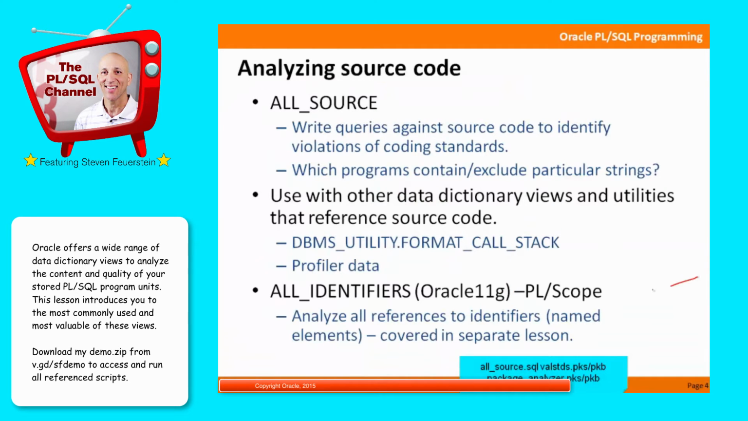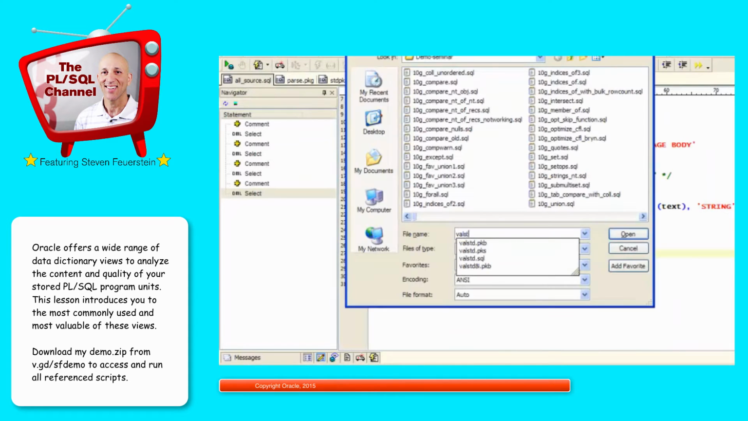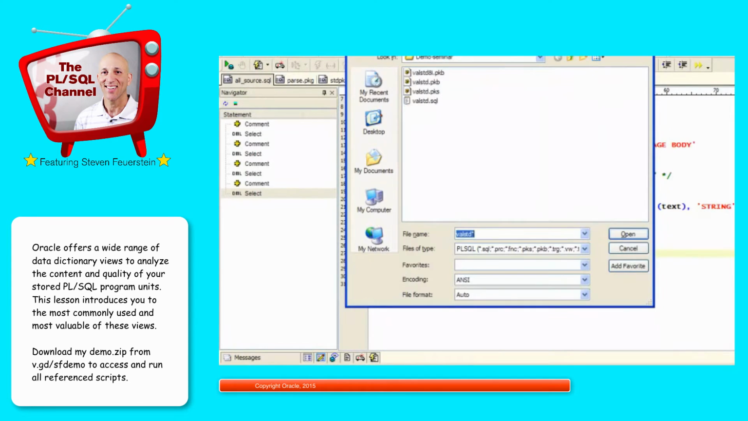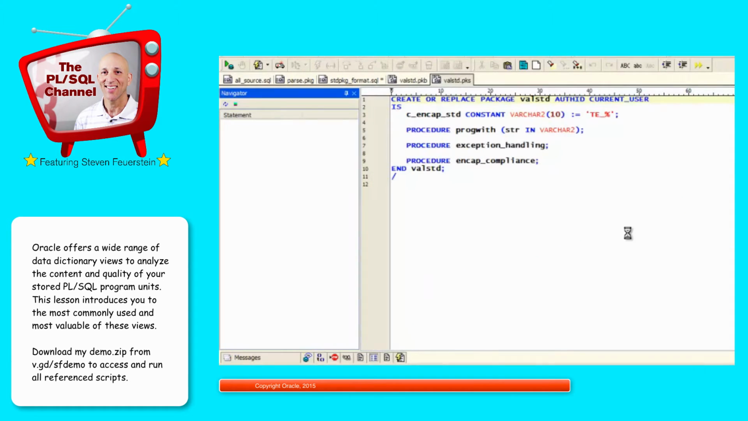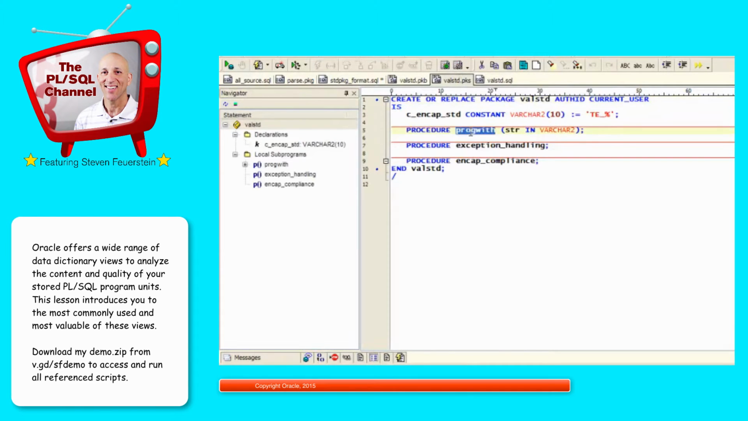Let's take a look at the VAL_STANDARDS package. This is my attempt to write a rather simple utility to help you validate standards in your code. So in my package specification, I have a general program. Show me all the programs that contain that string. And then I've got some higher level validate standards. Validate all of my standards for exception handling. Validate my standards for encapsulation compliance. We won't go into the encapsulation compliance right now. We'll take a look at exception handling.